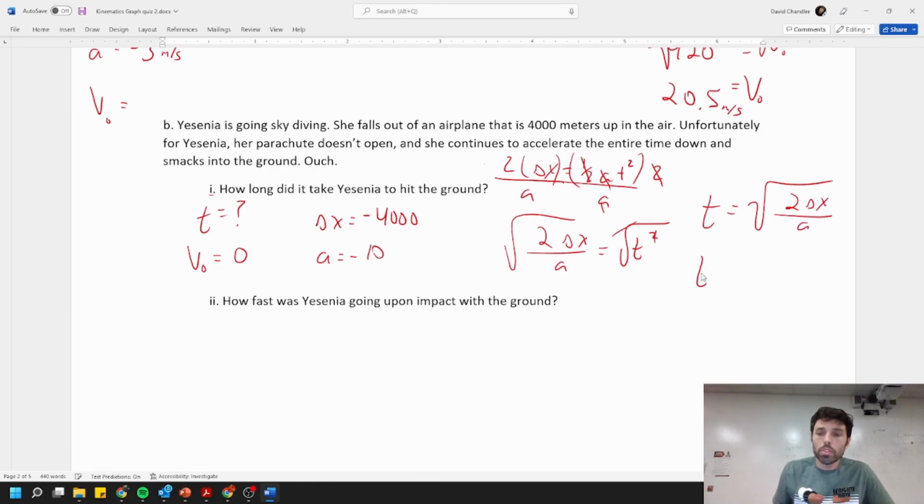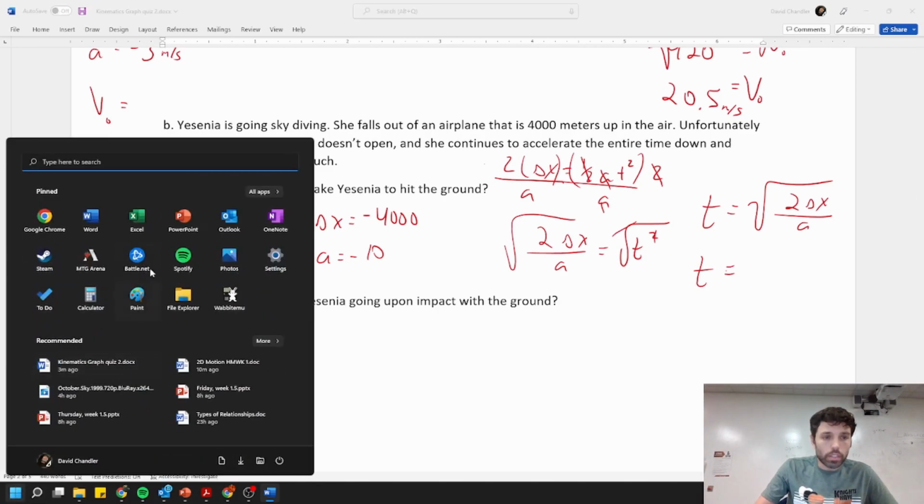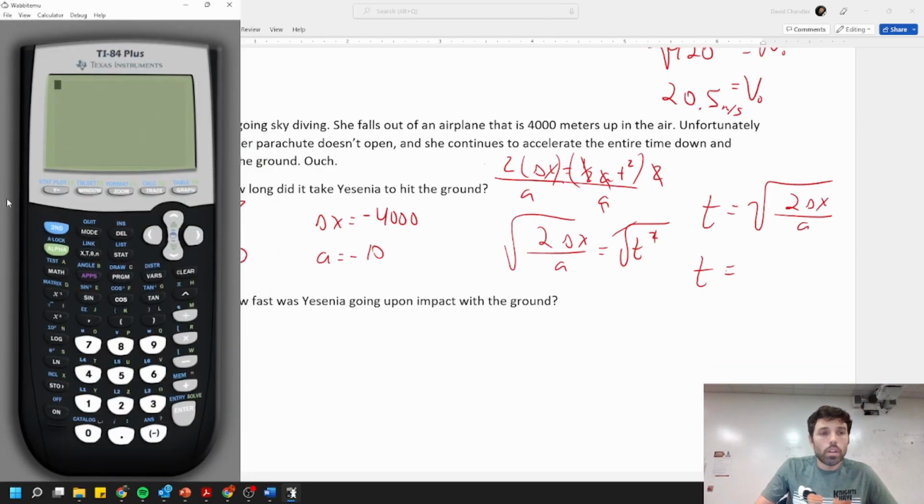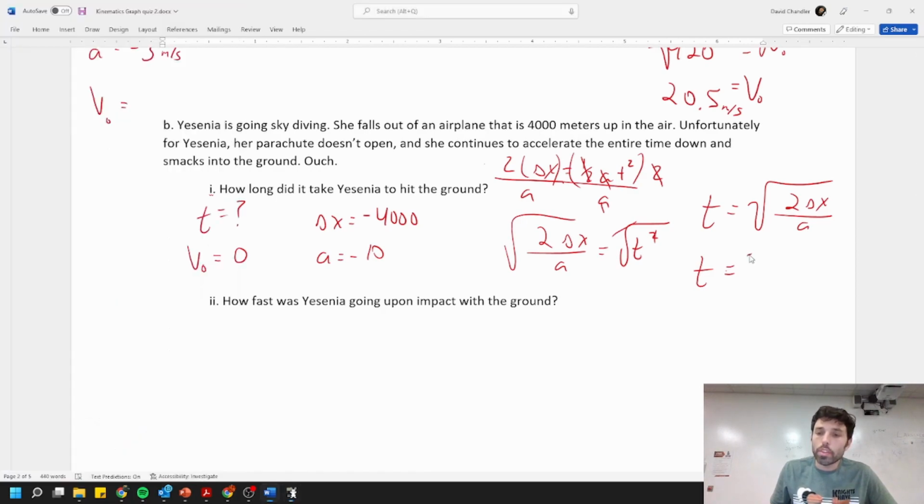I plug in my numbers, and I'm going to get t equals, let's see, x was negative 4,000, so I'll do it on the calculator here. All right, so square root, I want that fraction bar, 2 times negative 4,000, and the bottom I'm going to have negative 10. I get 28.3. So 28.3 seconds is how long Yesenia has to live.